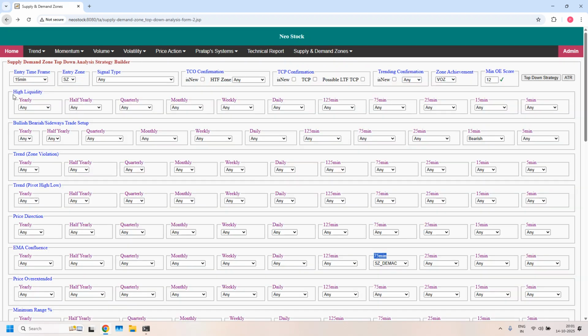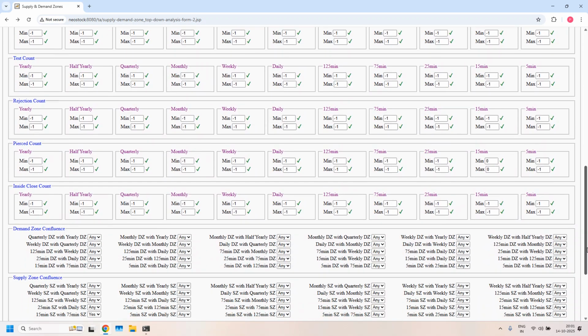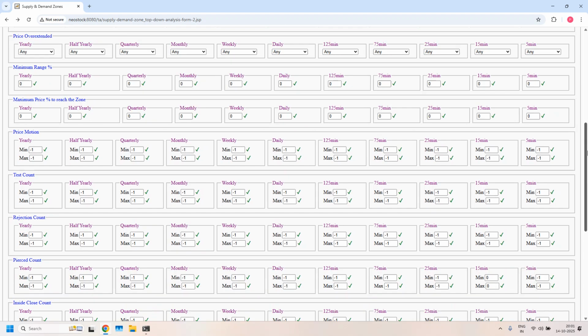Okay, as per the second strategy, removing the ITF EMA filter. First 3 supply zone confluence filters: 15 minutes and 75 minutes, 15 minutes and daily, 75 minutes and daily supply zone confluence with all the 3 filters.